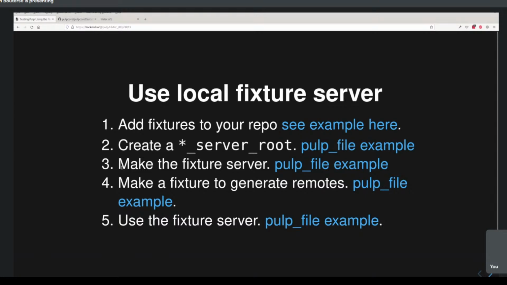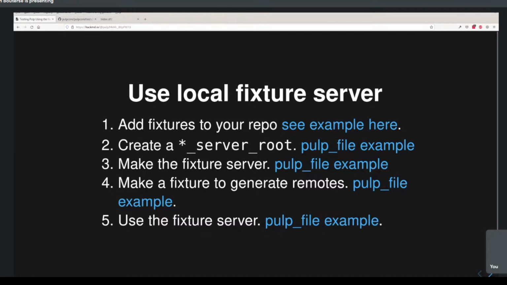Then you're going to make a fixture server. This is a Pytest fixture that your tests will be able to use, that when your tests say, oh, I want the fixture server, it will actually start a threaded AIO HTTP server in the background and make that available.